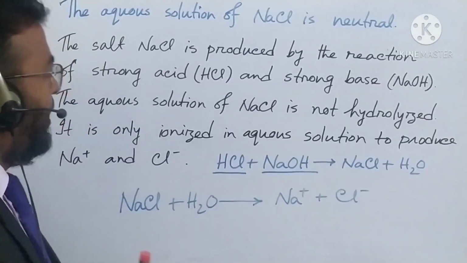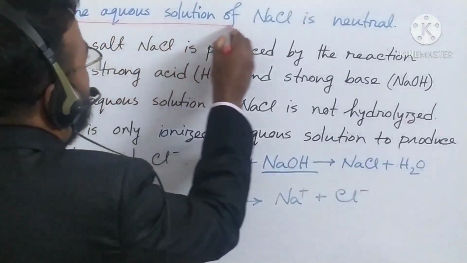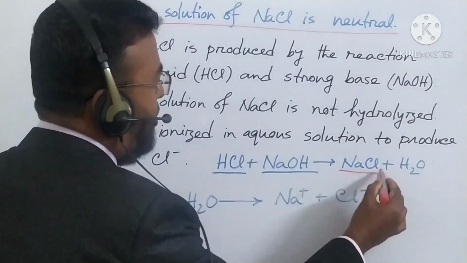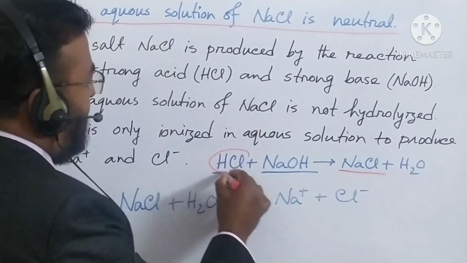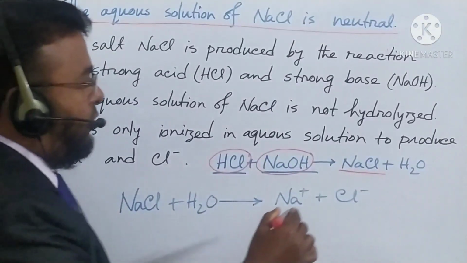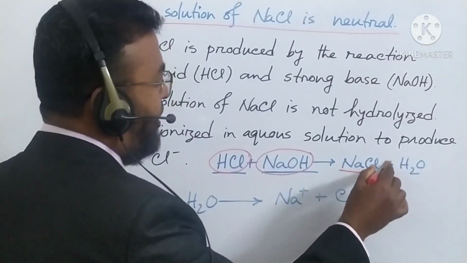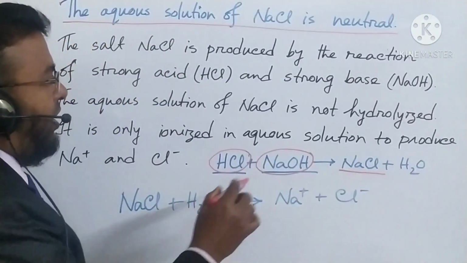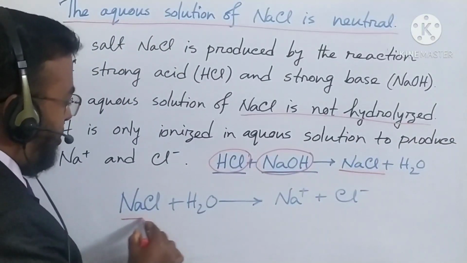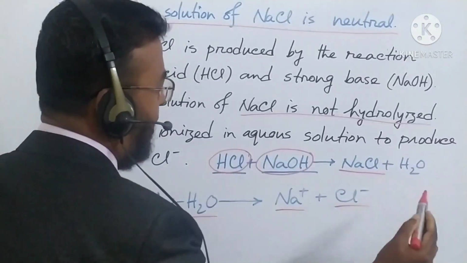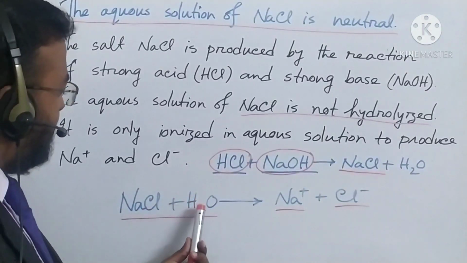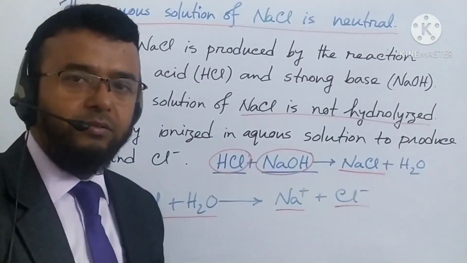Okay, all of you see, again I am telling, the statement is: the aqueous solution of sodium chloride is neutral. We have to explain. First of all, sodium chloride is a salt. It is produced by the reaction of hydrochloric acid, a strong acid, and sodium hydroxide, a strong base. So this sodium chloride is not showing any hydrolysis reaction, that means it is not hydrolyzed. So in the aqueous solution it only gives sodium ion and chloride ion. So for this reason the aqueous solution of sodium chloride is neutral. Okay.